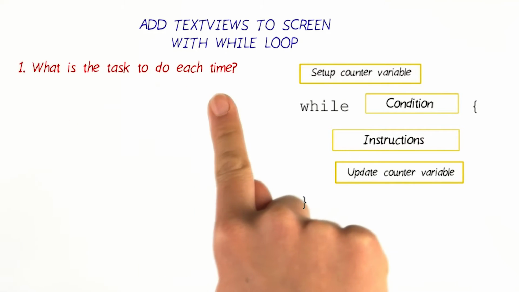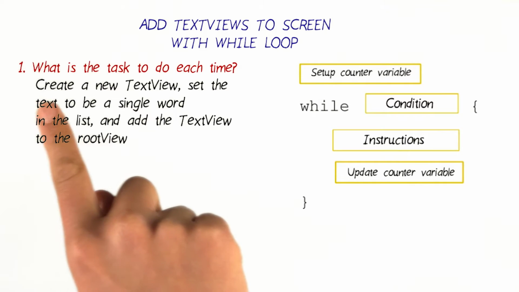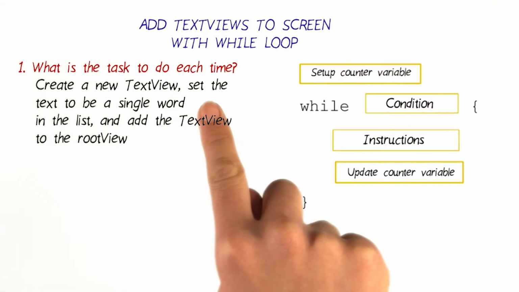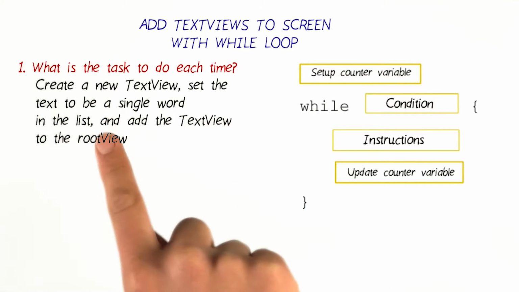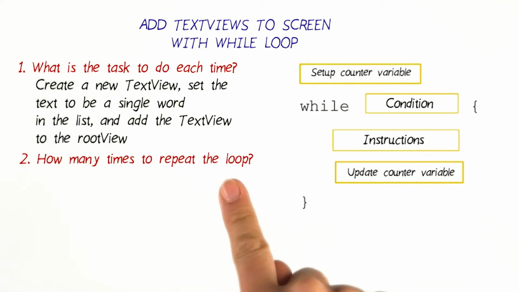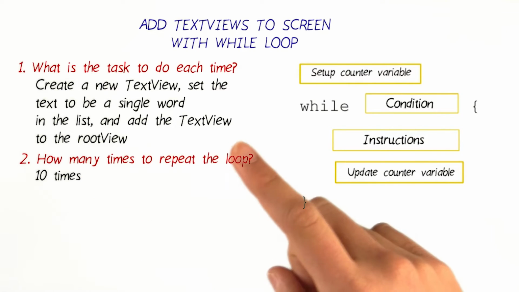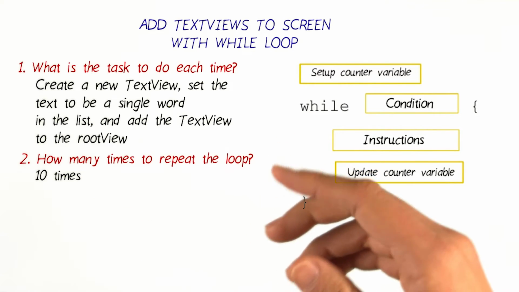So what task do we want to do each time? Well, from the numbers activity code, it looks like we want to create a new text view, then set the text view to a single word in the list, and then add the text view to the root view. Second, how many times do we want to repeat this loop? In this example, we want to repeat it 10 times. So one iteration per word in the list. And there are 10 words in this list right now.